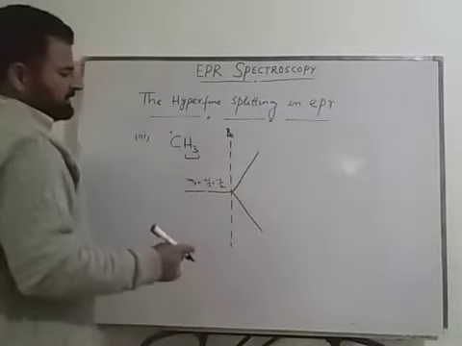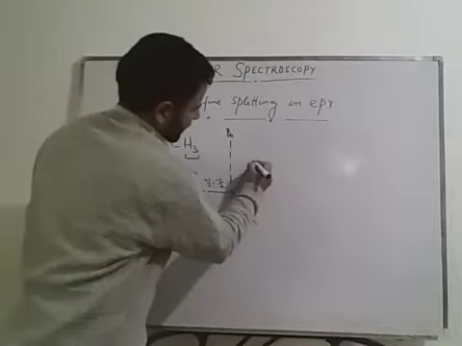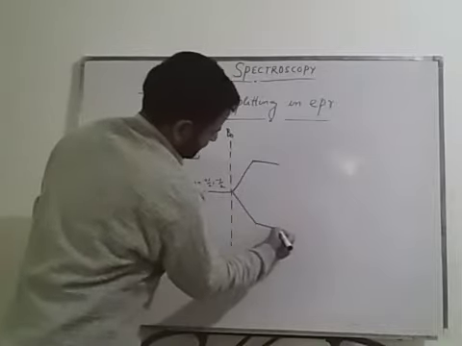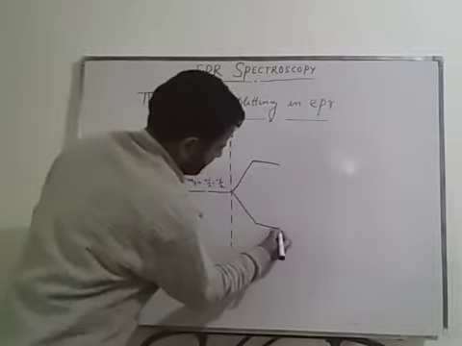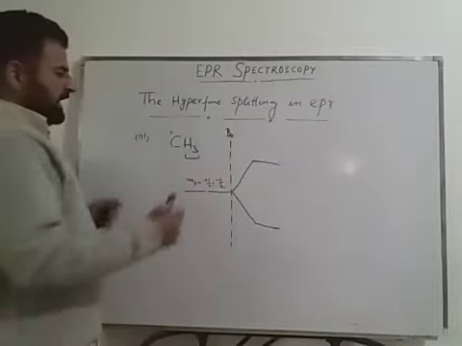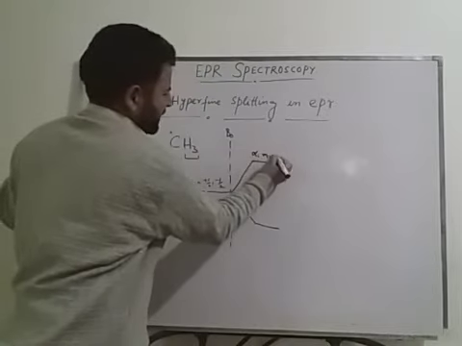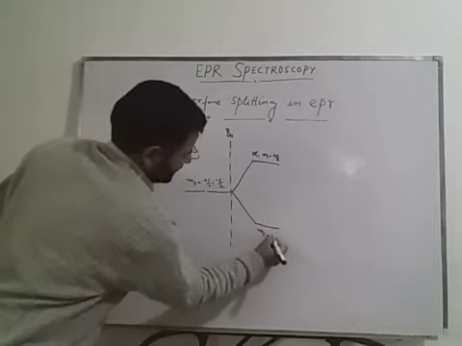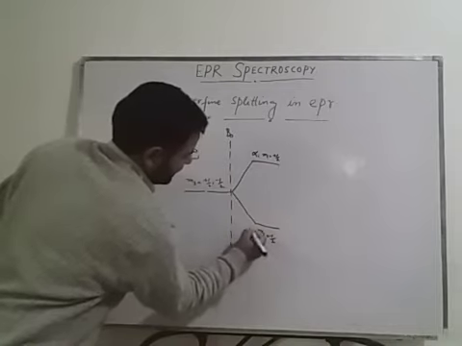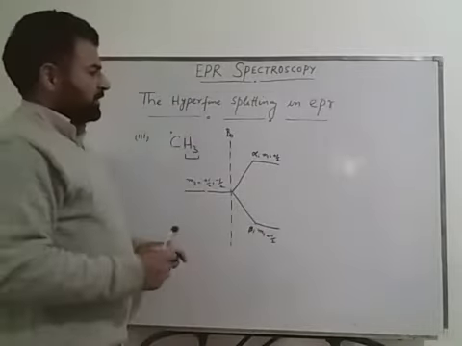The two degenerate levels will split into two energy levels. One is alpha, corresponding to ms is equal to plus 1/2, and the other is the beta state, which will correspond to ms is equal to minus 1/2.